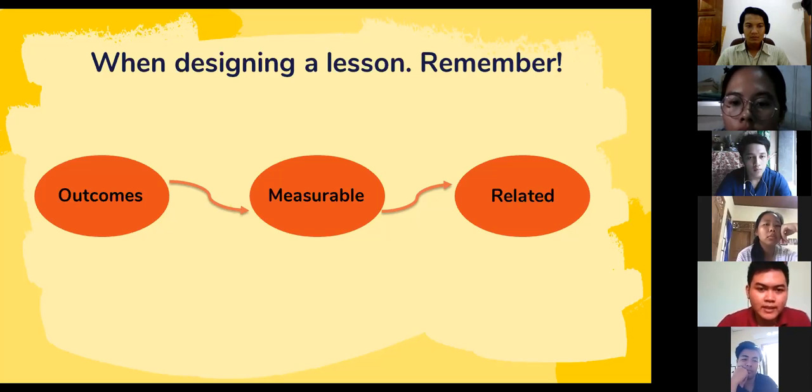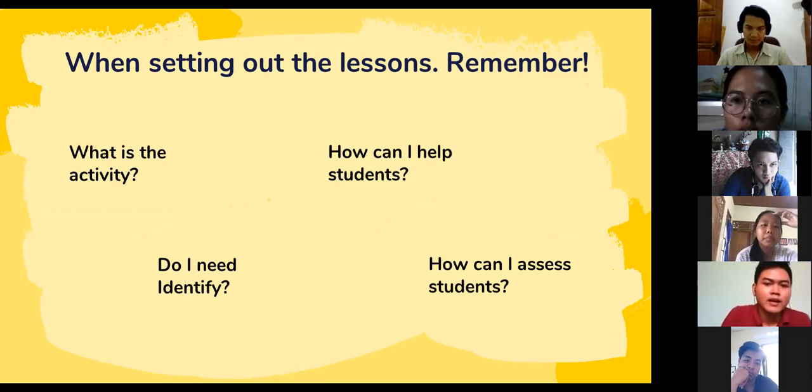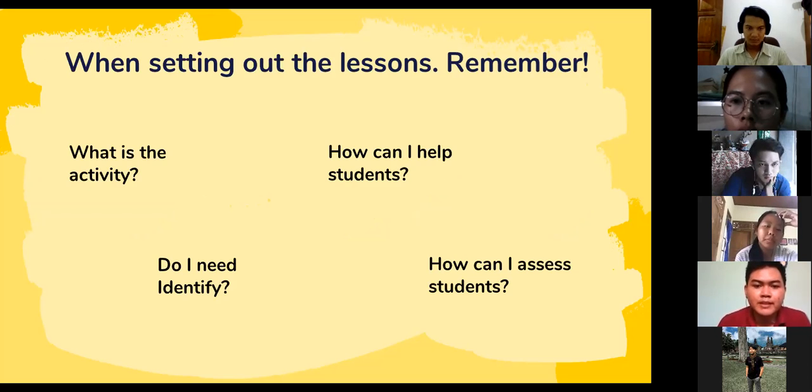Next. Here are things the teacher can do before starting the learning process. The first is, what is the activity? What is the activity means the teacher needs to determine the activities during the learning process. The second one is, do I need to identify?